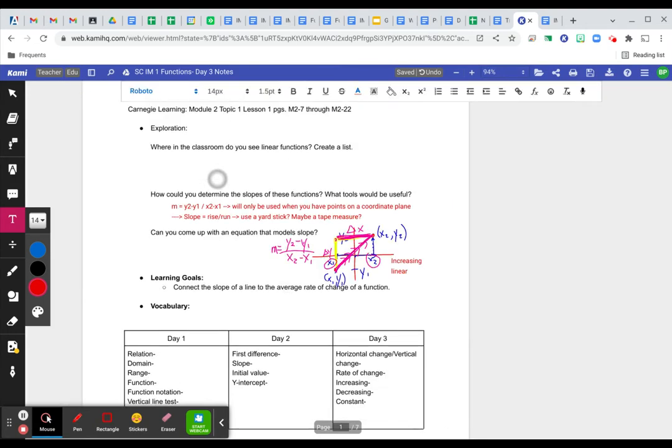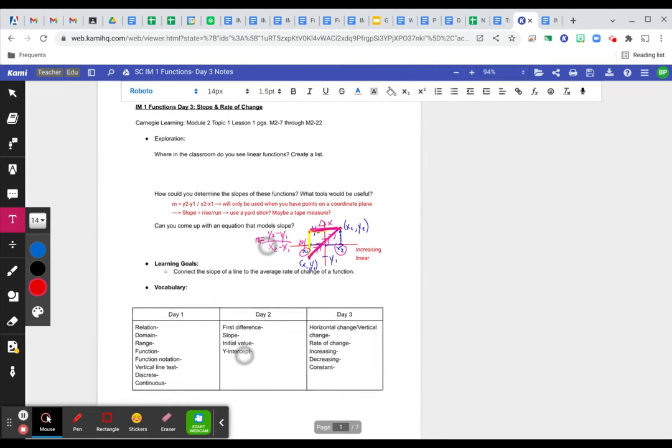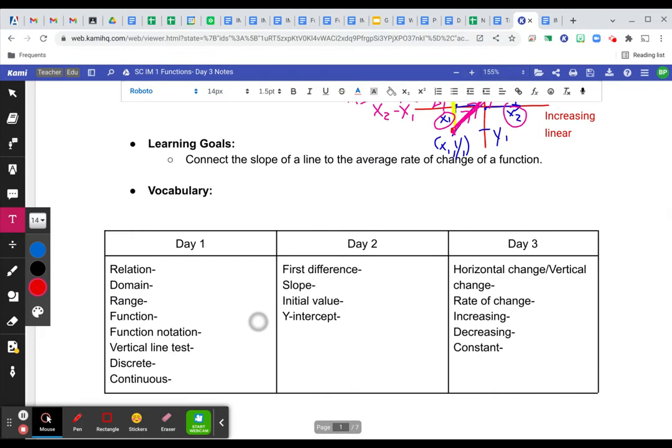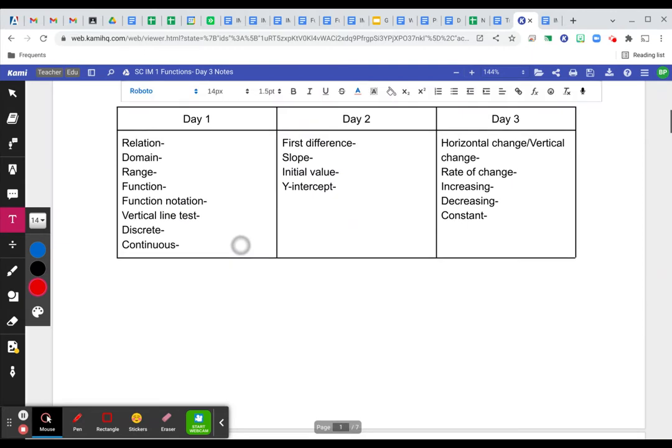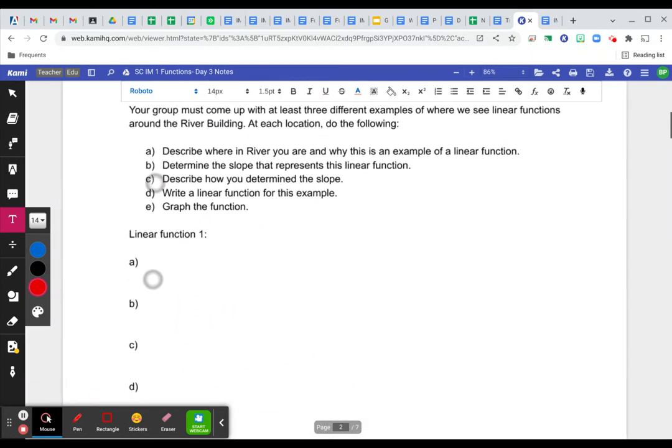But let's see what we got today. So connect the slope of a line to average rate of change of a function. We've got horizontal change and vertical change. I mean, we already just talked about that, huh? We talked about increasing. We'll talk about what decreasing and constant are as well. And we've already referred to rate of change, so we're off to a pretty good start here. So let's see what number one has for us.